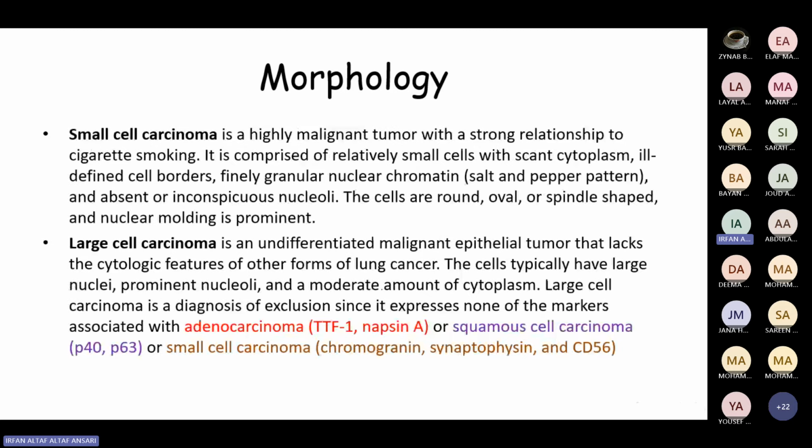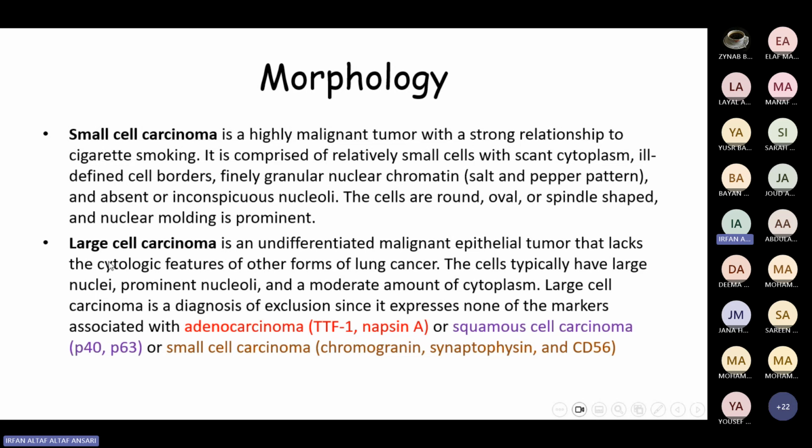The small cell carcinoma, the name itself suggests the cells are small, and it is a very highly malignant tumor with a very strong relationship with smoking. You have very small cells like lymphocytes, very little cytoplasm, and very ill-defined cell borders. The nuclear chromatin is very finely granular. It looks like salt and pepper when you mix them. So this is the microscopic appearance, salt and pepper pattern, of small cell carcinoma. The cells could be round, oval, or spindle shaped.